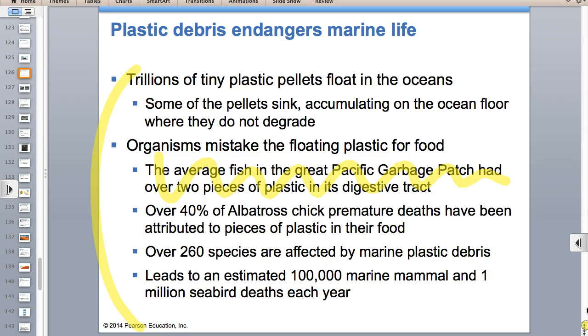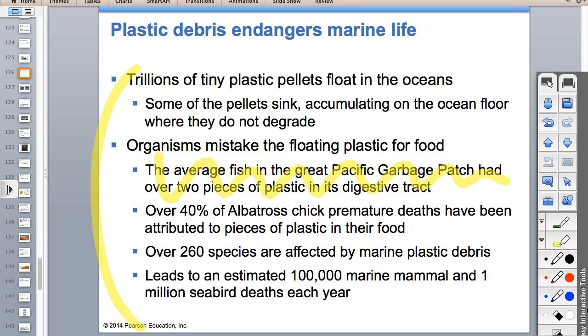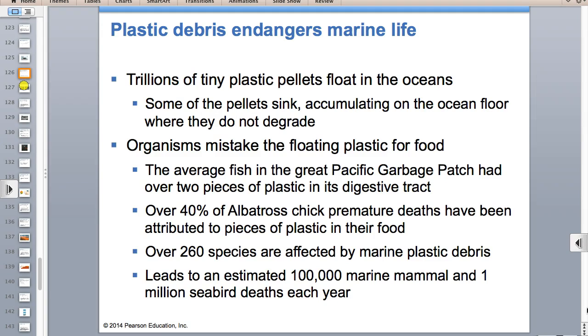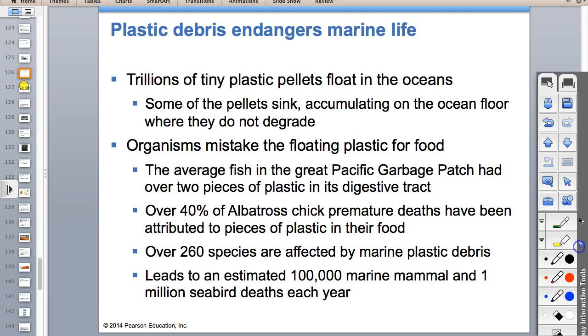over 40% of albatross chicks' premature death have been linked to eating pieces of plastic. Because the parents will give them food. Gross. Lots of problems with this. So, 100,000 marine mammal and 1 million seabird deaths a year. So, seabird populations are really having a toll taken because of this. It's kind of sad.